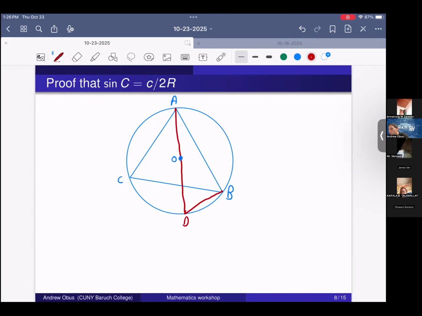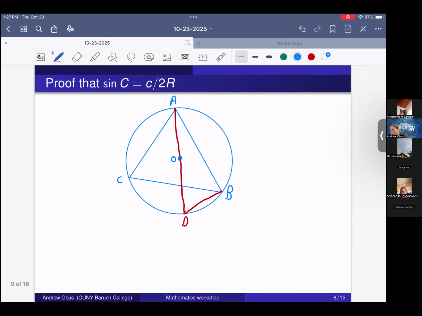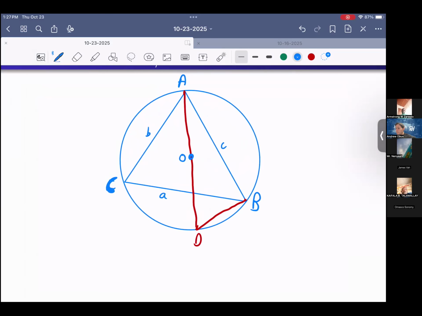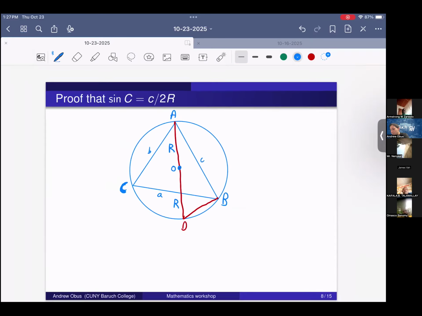Okay. So what do I know about the sides? Well, by definition, the side opposite an angle is labeled by its lowercase letter. So this is side c, this is side b, and this is side a. And well, what do I know? The circumradius is R, so the radius of the circle is R. So line O to A is R, and line O to D is also R. Okay. So now I need two facts.